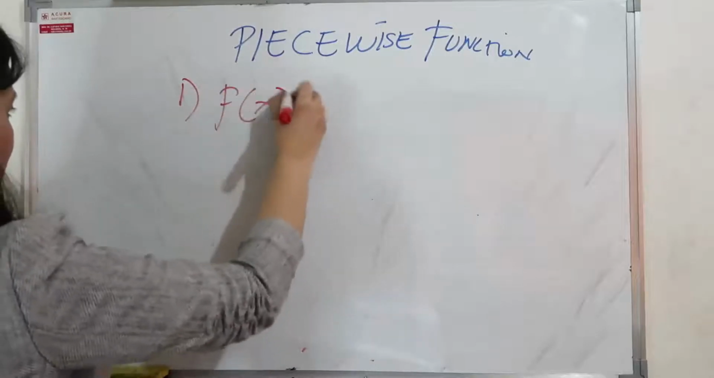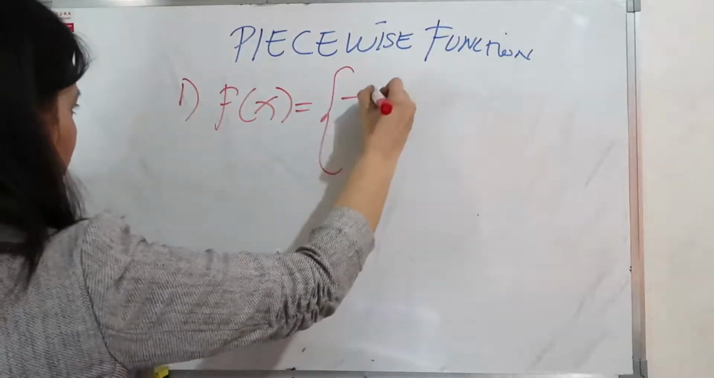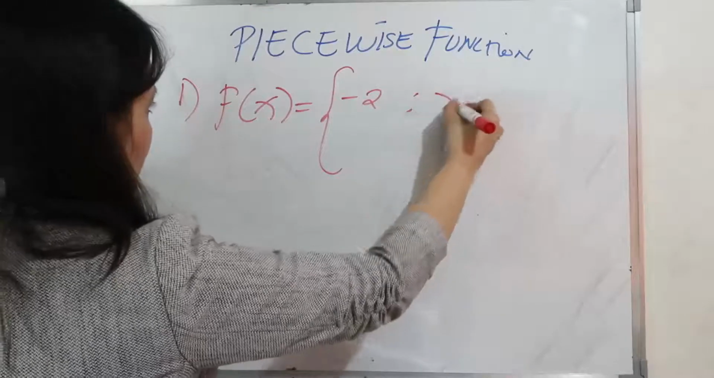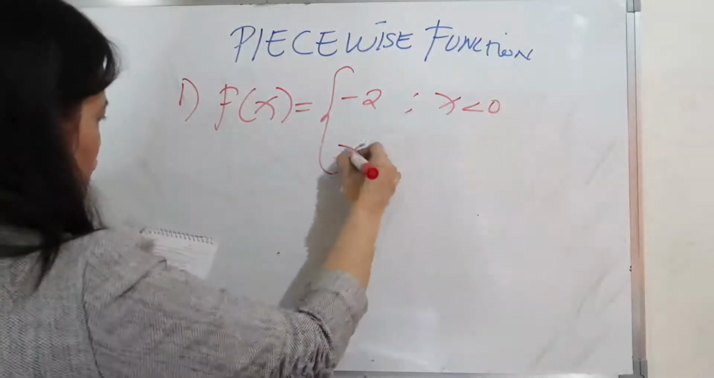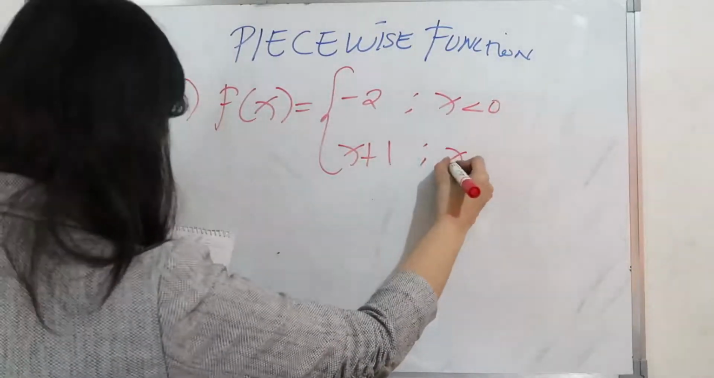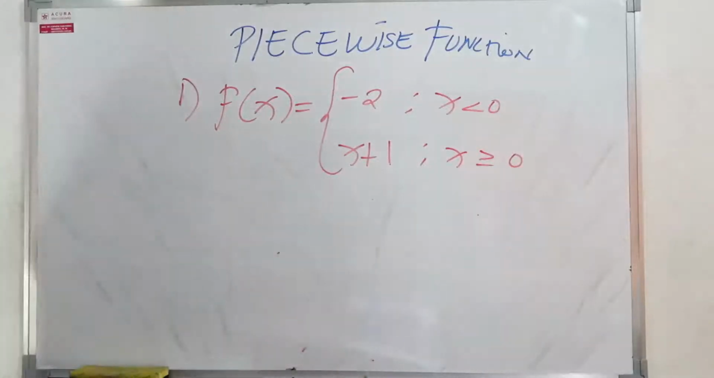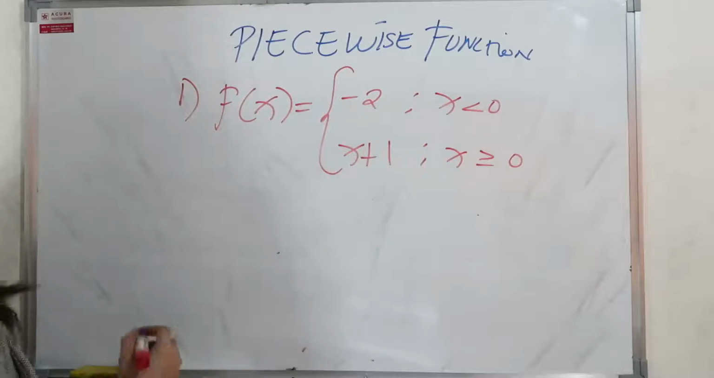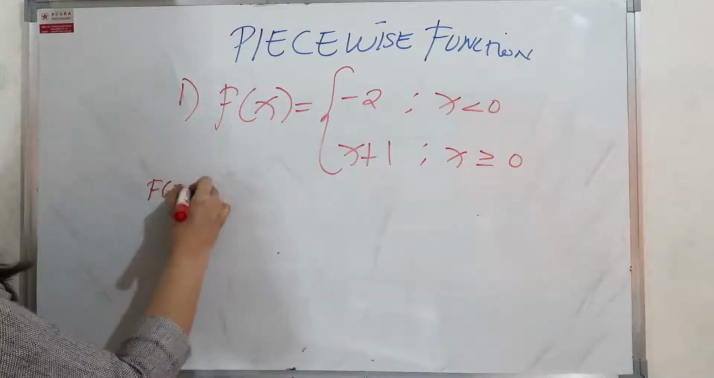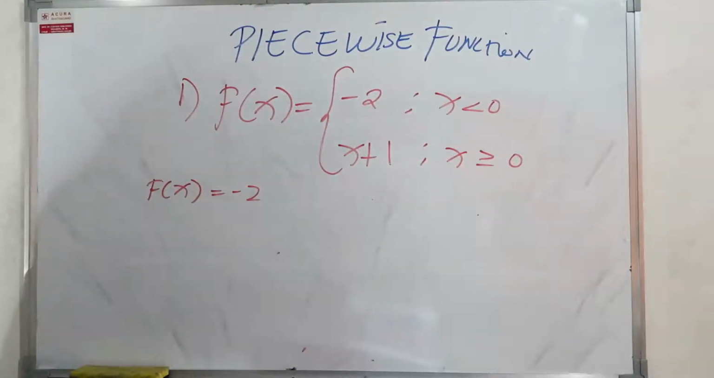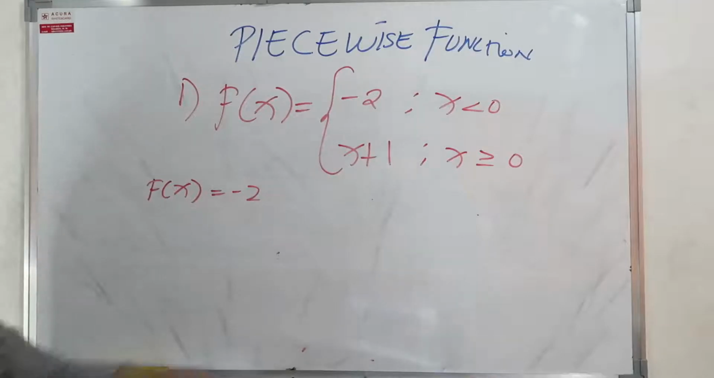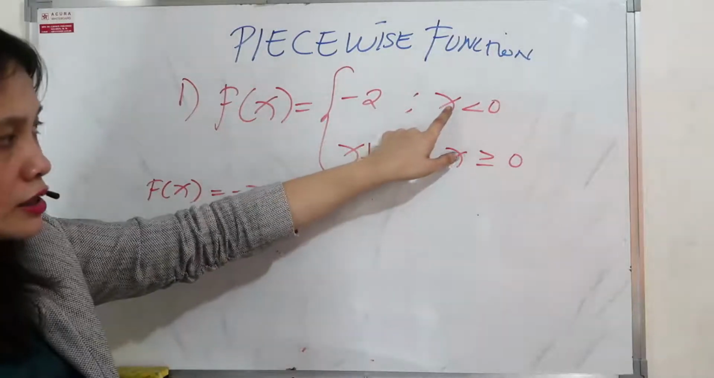f of x is equal to negative 2 if x is less than 0, x plus 1 if x is greater than or equal to 0. Okay? So how do we graph that? Let's start with the first function. The first function is f of x equals negative 2. Okay? f of x equals negative 2. What is the condition for f of x equals negative 2? The condition is x less than 0.